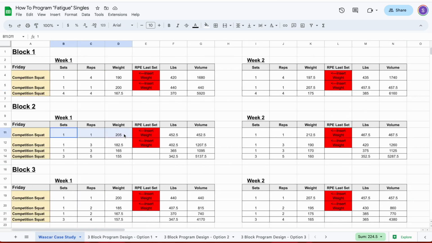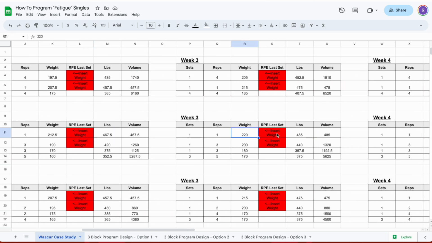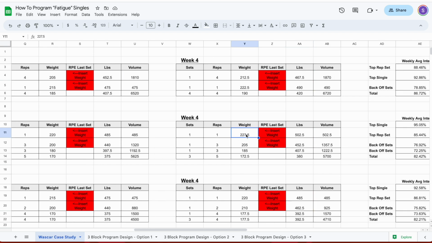2 blocks out, we started prioritizing singles. And overall, this block went really, really well. You can see here, we worked our way up. He's hitting some great singles, and he finishes with a PR single at 227.5. Fantastic. We were on cloud 9. Everything was looking like he was going to hit a massive PR come meet time.